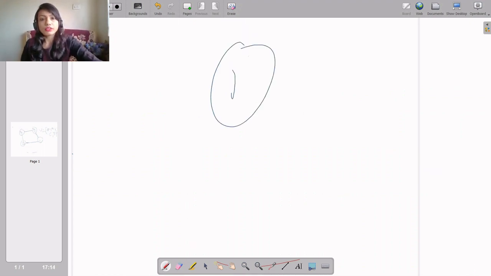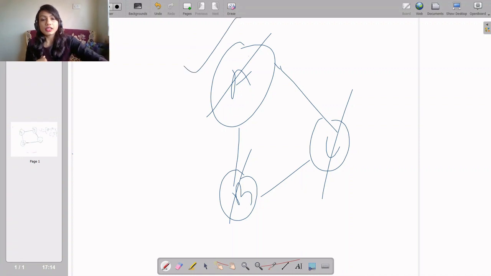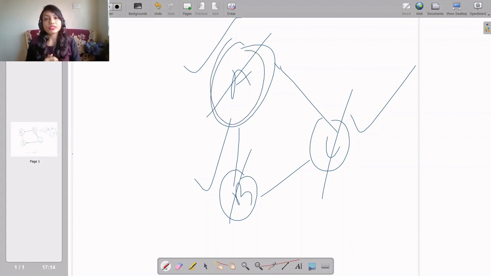So given a graph which has 3 points A, B, C, these are the vertices. Graph traversal is nothing but visiting each of these vertices at least once. That is known as traversal. So that is what we do in graph traversal.